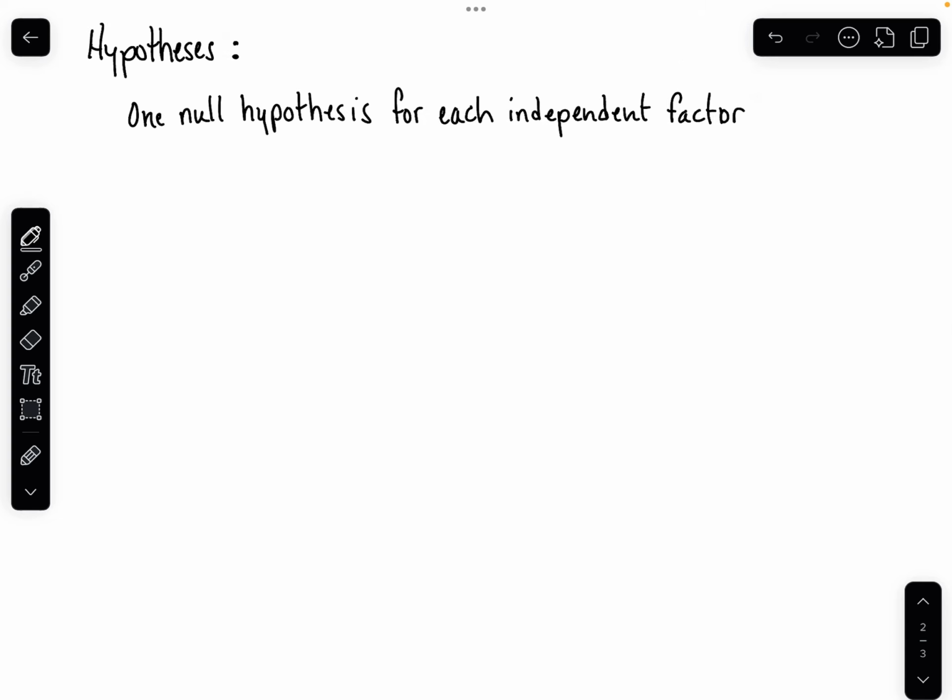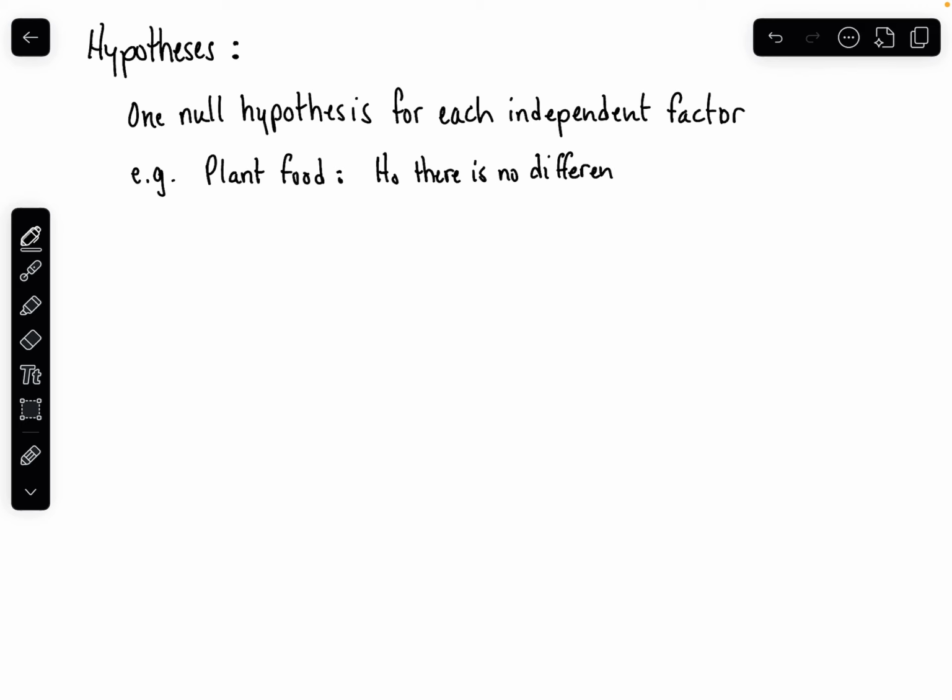The null hypotheses will be the same as they were for one-way ANOVA. That is to say that all of the means are going to be the same for that factor. For example, we would have a null hypothesis with regard to the plant food. The null hypothesis would be that there is no difference in the mean plant height for each of the different plant foods.